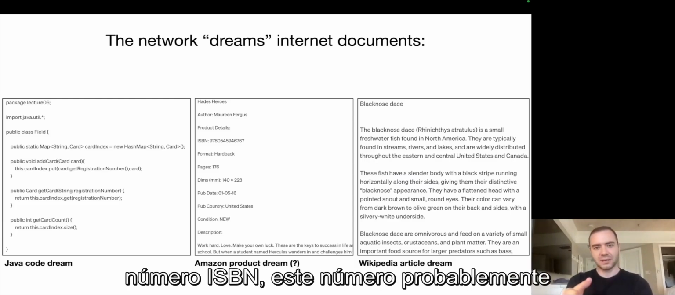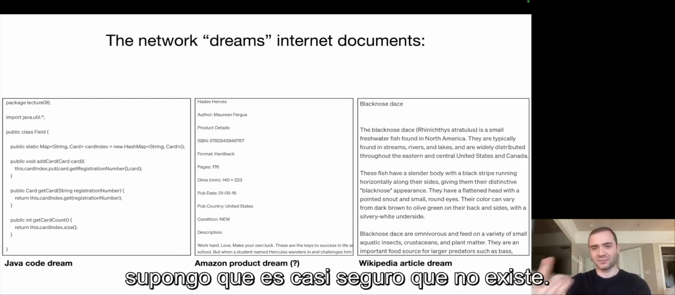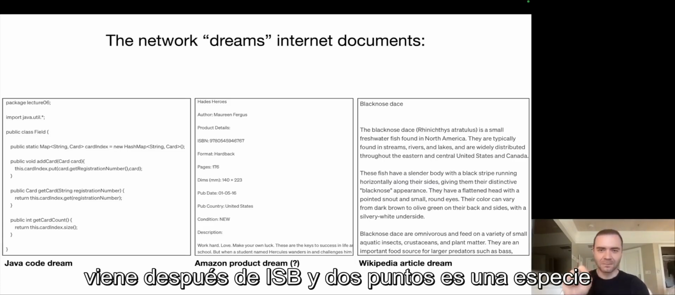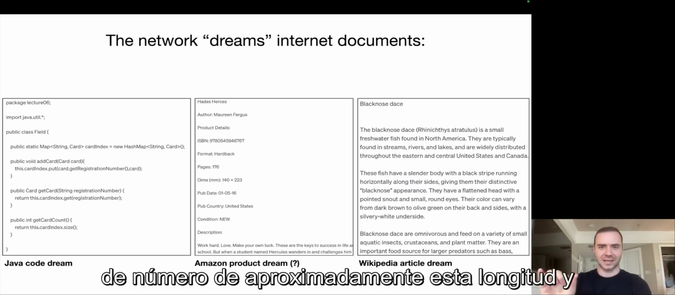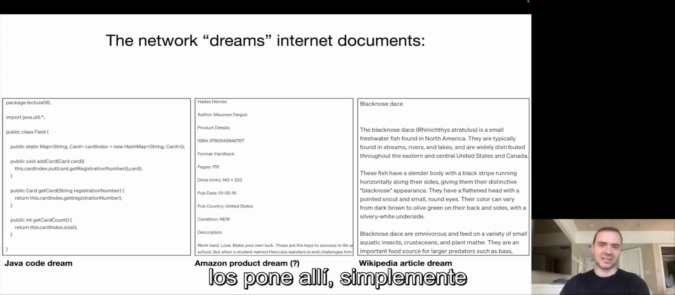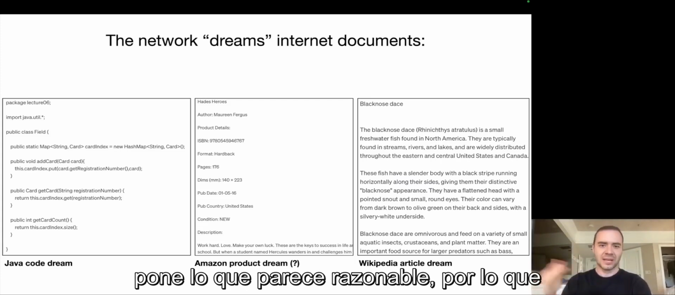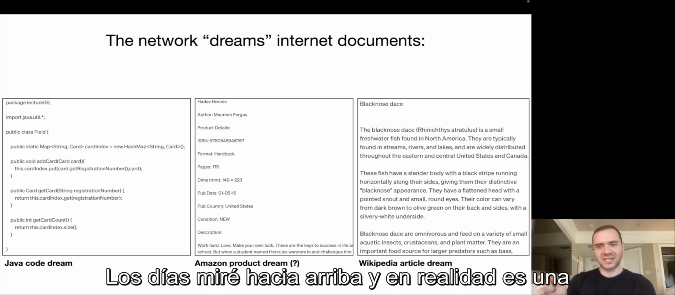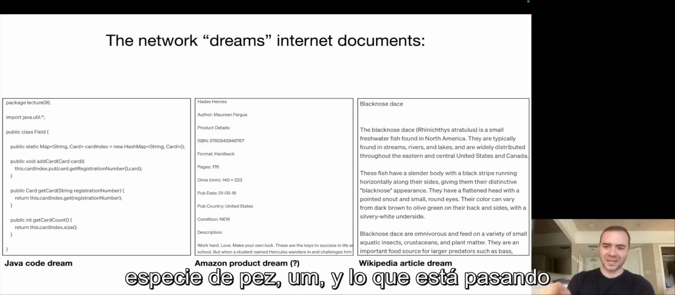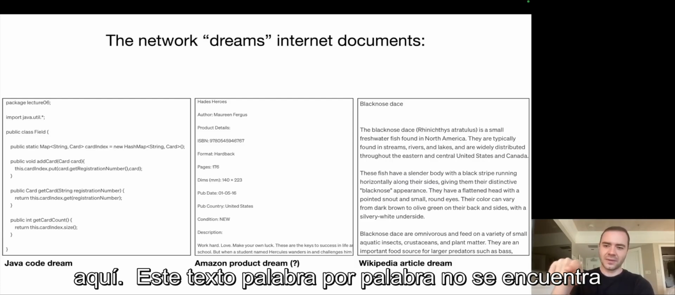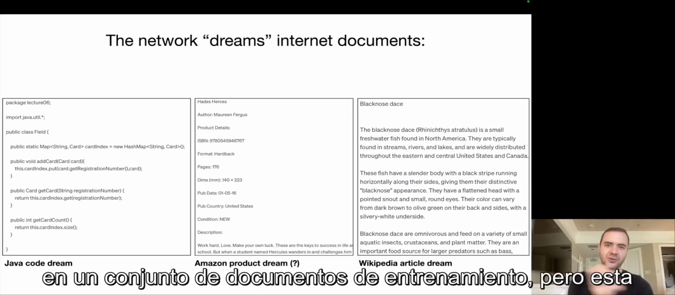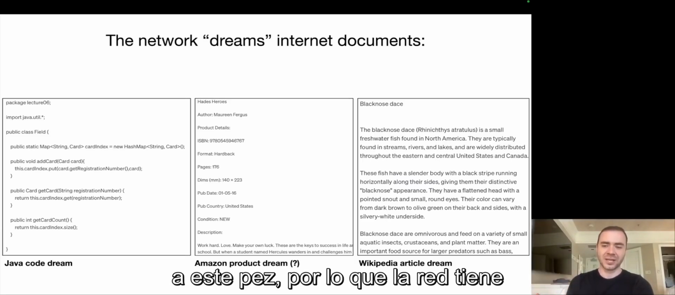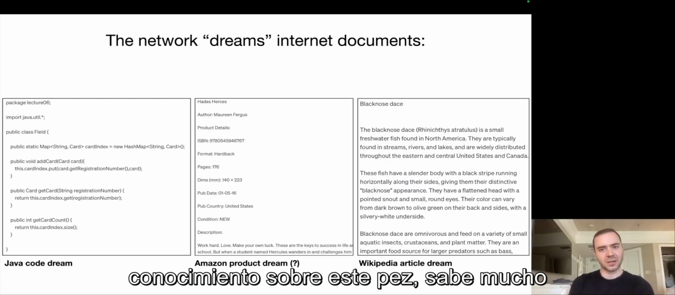So for example, the ISBN number, this number probably, I would guess almost certainly does not exist. The network just knows that what comes after ISBN colon is some kind of a number of roughly this length, and it's got all these digits. And it just puts in whatever looks reasonable. So it's parroting the training data set distribution. On the right, the black-nosed dace, I looked it up, and it is actually a kind of fish. And what's happening here is this text verbatim is not found in the training set documents, but this information, if you actually look it up, is roughly correct with respect to this fish. And so the network has knowledge about this fish. It knows a lot about this fish.